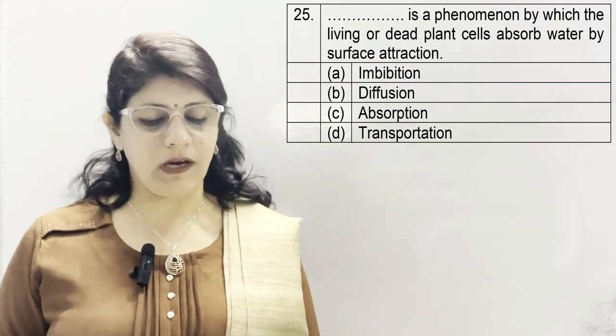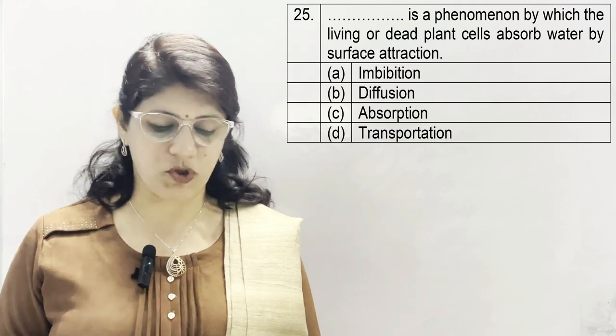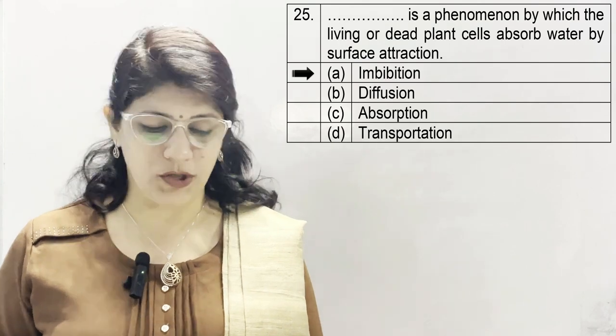In question number 25, dash is a phenomenon by which living or dead plant cells absorb water by surface attraction. A, imbibition; B, diffusion; C, absorption; and D, transportation. The correct option is A, which is imbibition.